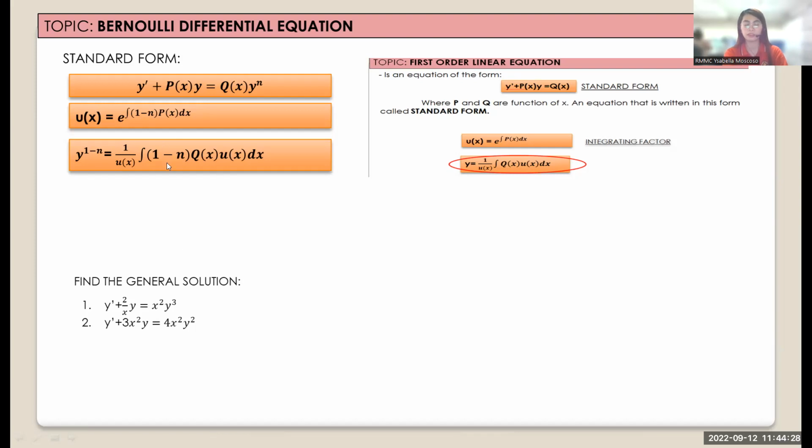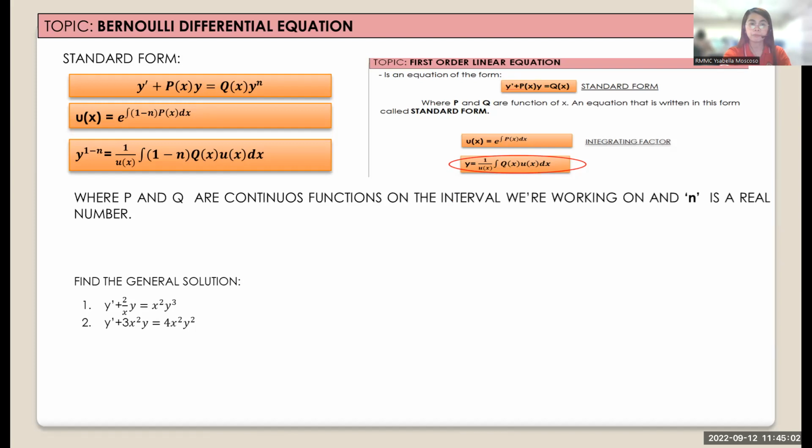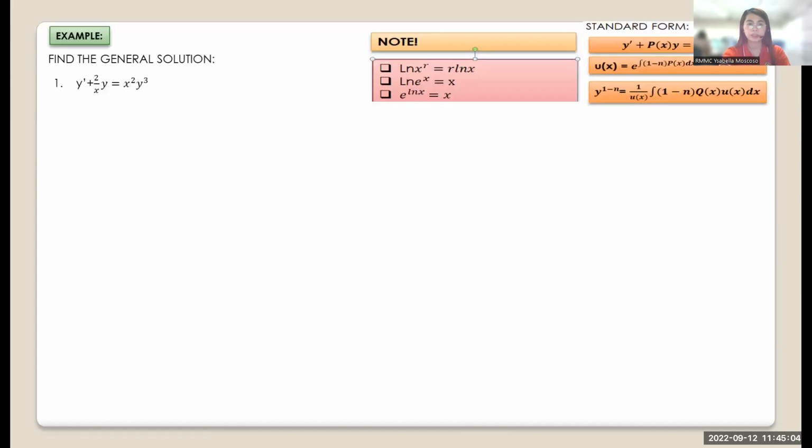The same goes for the general solution: you have y raised to 1 minus n is equal to 1 over u of x times the antiderivative of 1 minus n u of x dx. Meaning, it is somehow the same concept as your first order differential equation. The Bernoulli differential equation just adds a little touch, considering that you have a variable with an exponent. So let us try to solve these equations, to see what the difference between the two is. Okay? So let us try this one.